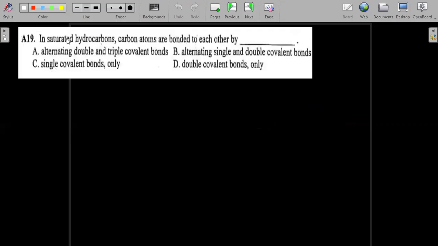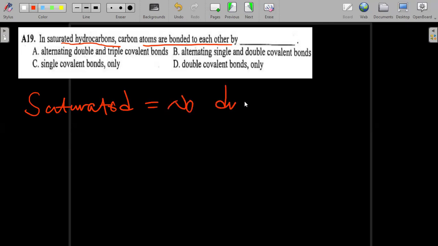Okay, so question 19, they're saying what? They're saying in saturated hydrocarbons, carbon atoms are bonded to each other by, okay? So by saturated, we mean there's no double bonds, okay? It has no triple bonds. So no double bonds, and again no triple bond.